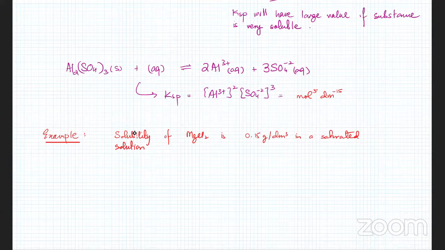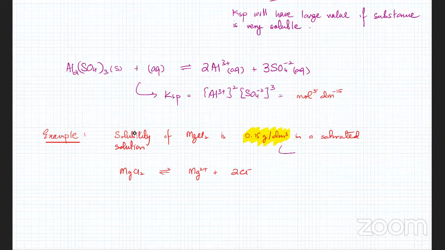So when they talk about solubility, this is the amount that is dissolving. So MgCl2 will dissolve and it will produce what? It will produce Mg2+ ions and 2Cl- ions. These two ions will be produced in an aqueous solution. So I need to figure out how to convert 0.15 gram per dm cube into mole per dm cube. So I'm going to do that.